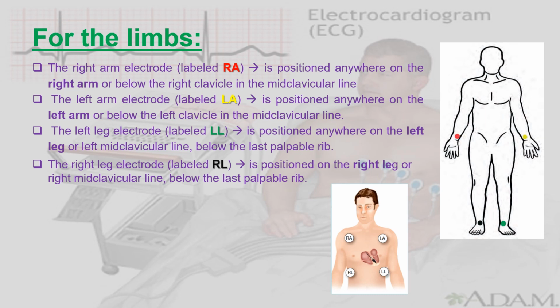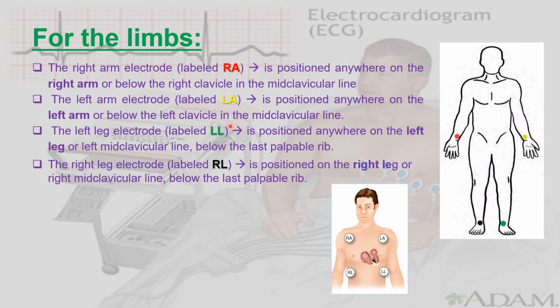So for the limbs, we have four electrodes. One, usually red, is called RA, right arm. So this electrode we put on the right arm of the patient, and usually we have to put some gel. If we have the old system of electrodes, we have to put a small amount of gel to allow better conductivity. The second electrode is LA, or left arm, which we put on the left arm of the patient.